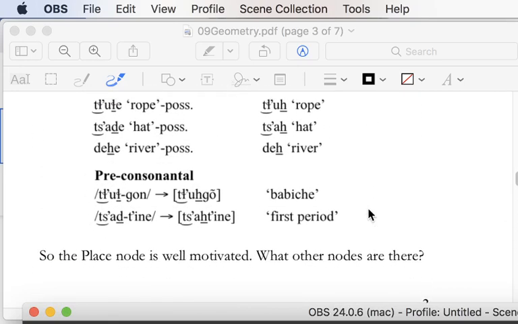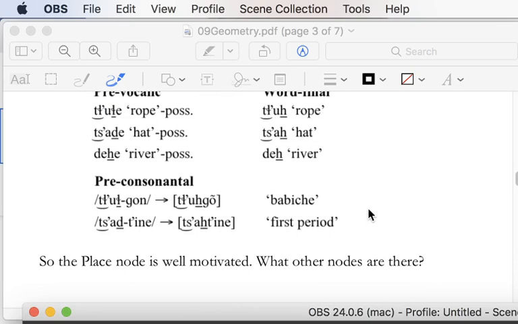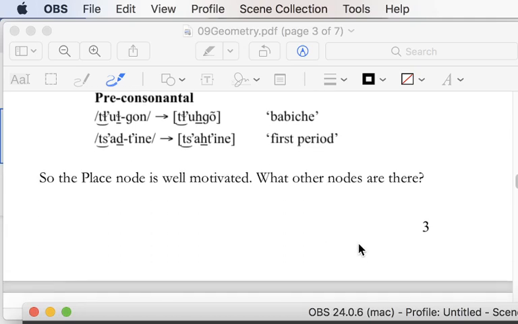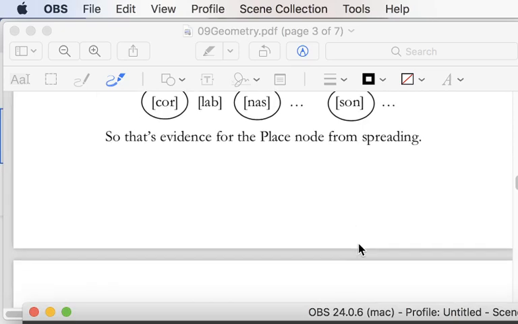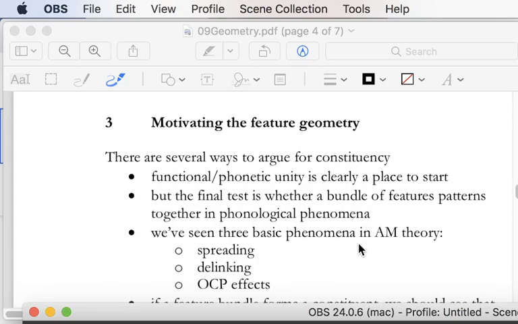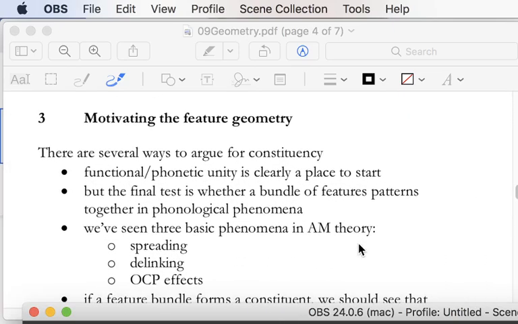So that's evidence from spreading, from delinking, and from the OCP that all of the major place features pattern together as a featural constituent to the exclusion of other features. In other words, the place node is very well motivated by phonological patterns. The rest of this unit is going to be about what about other features? What about other kinds of nodes? What is out there? What exists? And how do we find evidence for them? That will be the next video. Thank you.